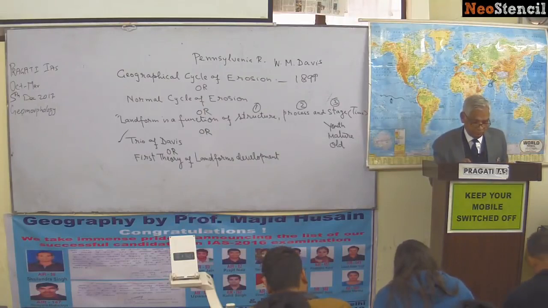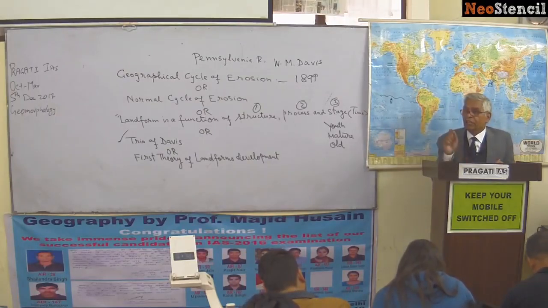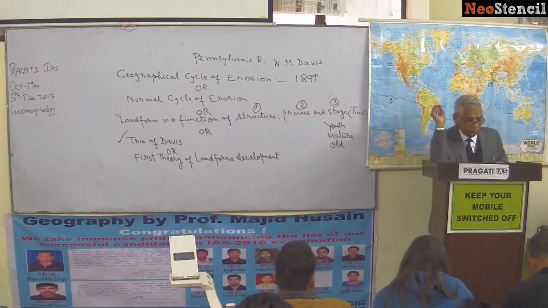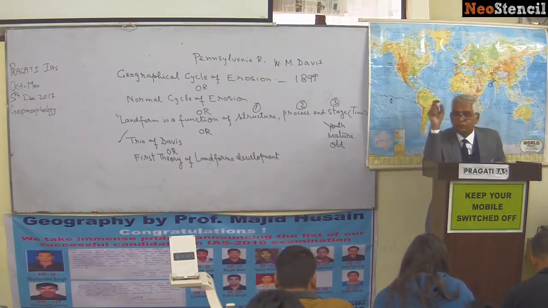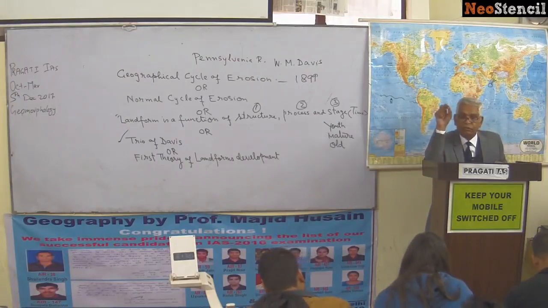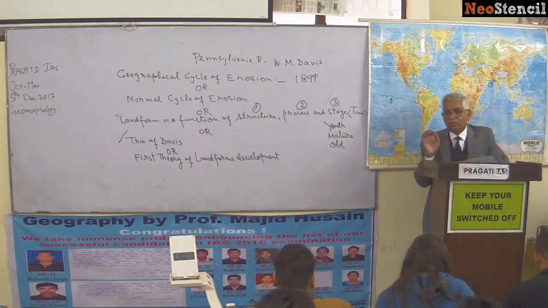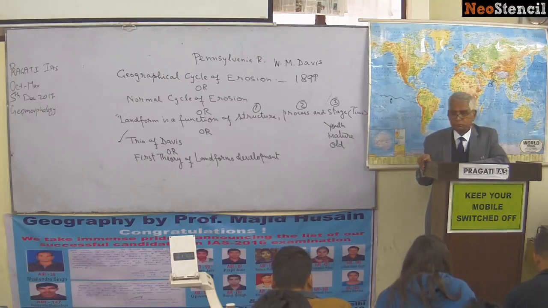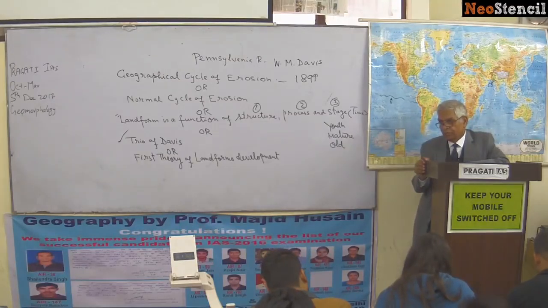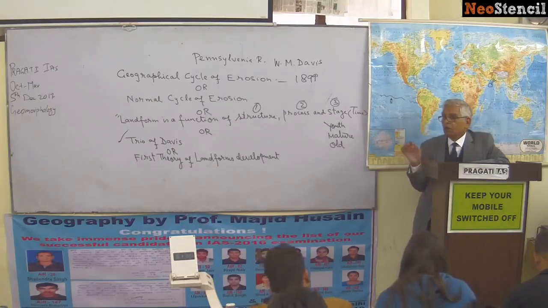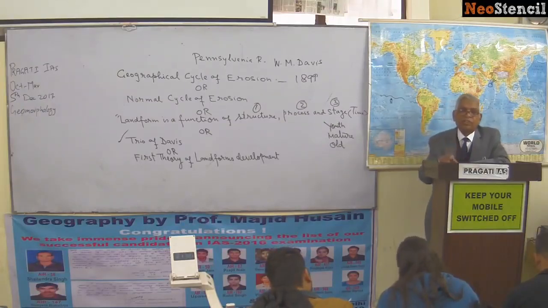Cycle of erosion means the period of time during which an uplifted mountain (land mass) is reduced to the peneplain, P-E-N-E-P-L-A-I-N, peneplain or base level or sea level.